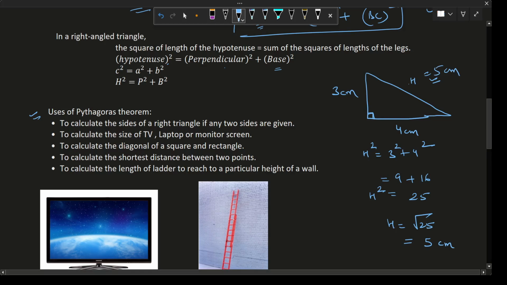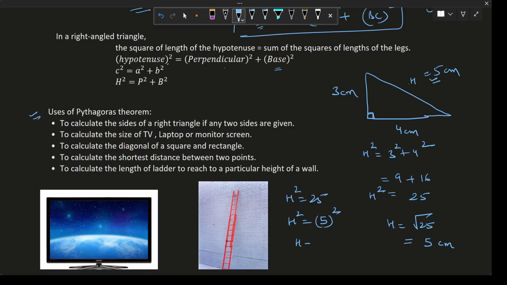If you don't know square root till now, you know h square is 25. So find out, 25 is a square of 5. So h is what? 5 centimeters. Clear? Now let's move on to the uses of it.